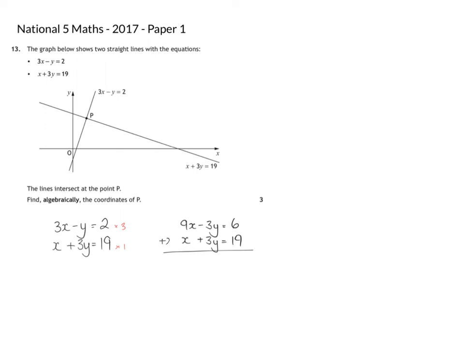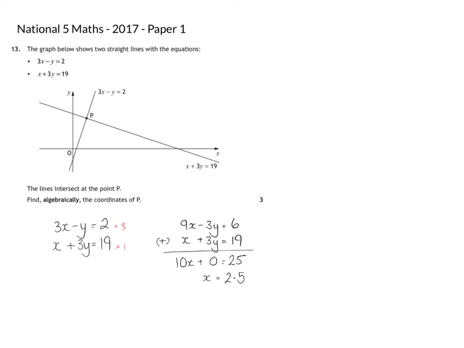So if I'm just doing a giant add here, 9x plus x, so I get 10x. Negative 3y plus 3y, which is 0. They cancel each other out. And then we've got 6 plus 19, which is 25. So then I get x is equal to 2.5. Because I've divided there by 10 on both sides. So 10x divided by 10 is x. 25 divided by 10 is 2.5.